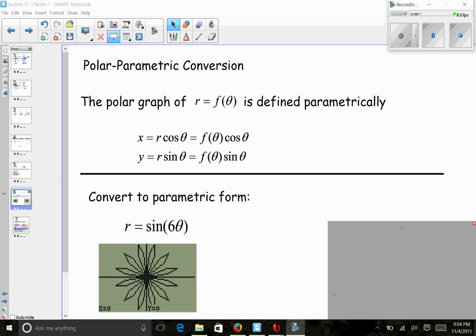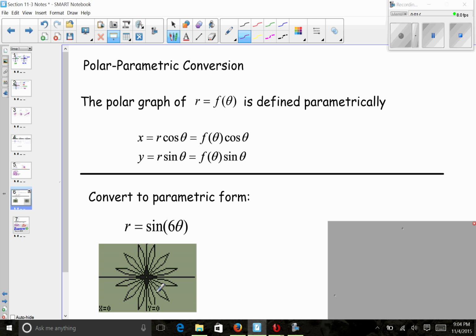The idea being that we said for rectangular, x equals r times the cosine of theta. Well, if r is a polar function, such as f of theta, we just replace r with that, and that gives us the parametric x. And then, since y is r sine theta, if r happens to be a polar function, I replace it, and that's my parametric y.